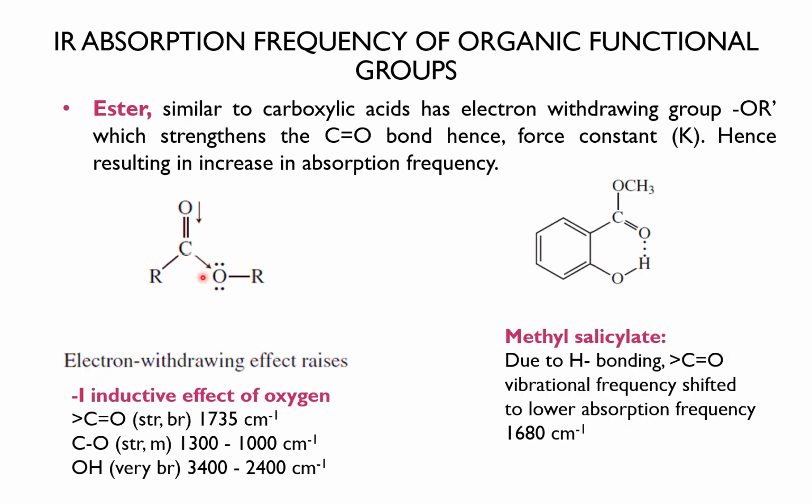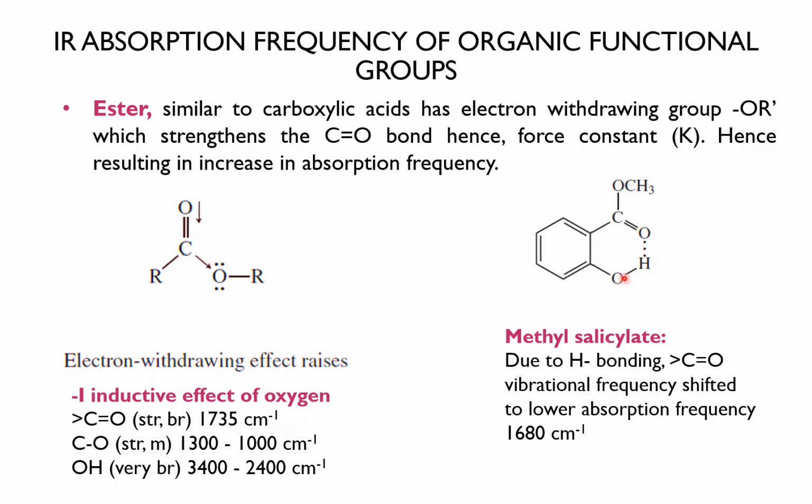Next functional group is ester functional group. In ester functional group, there is electron withdrawing effect of the OR group. Due to this electron withdrawing effect, the carbon-oxygen double bond strengthens and hence the force constant increases, resulting in an increase in absorption frequency value. So for ester, always remember that absorption frequency is around 1735 centimeter inverse.